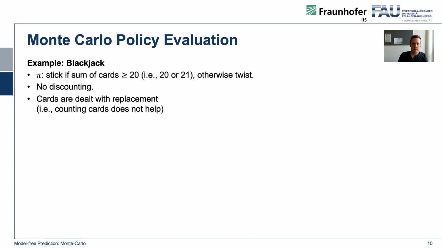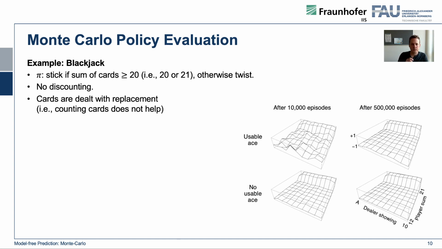So how would you think? Maybe take a minute, pause the video at this point, and think about what the value function could look like as a function of the dealer's showing card and the player's sum. I don't know if you thought that, but if you look at it now, it really seems reasonable.